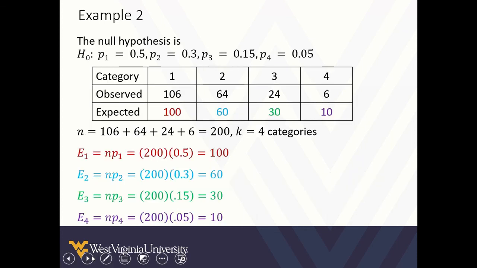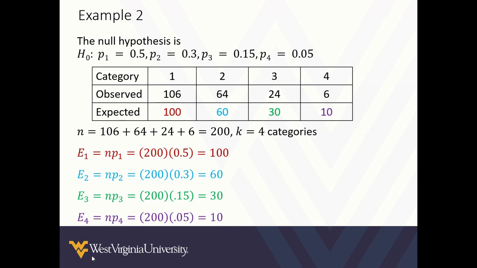We may also take a look at a second example where we are given a null hypothesis of P1 equal to 0.5, P2 equal to 0.3, P3 equal to 0.15, and P4 equal to 0.05. We were given 200 observations with 4 categories. We can see our observation for category 1 is 106, 64 for category 2, 24 for category 3, and 6 for category 4. Given that we know our sample size and number of categories, we can also calculate our expected frequencies. Remember, an expected frequency is the sample size multiplied by its expected probability as defined by the null hypothesis.